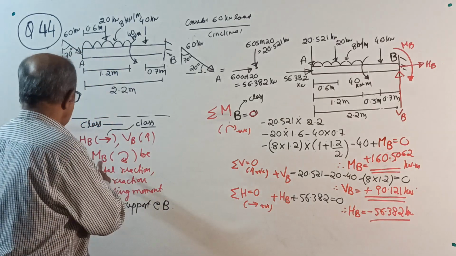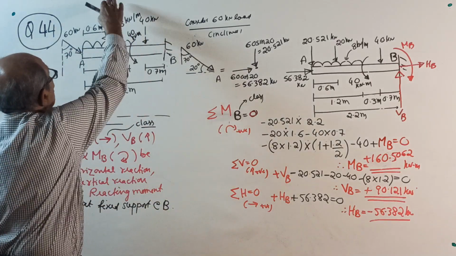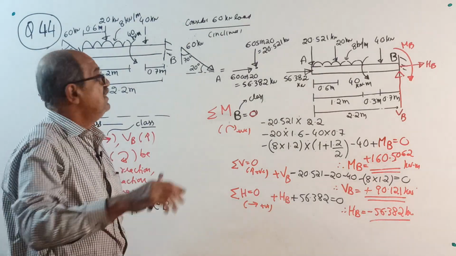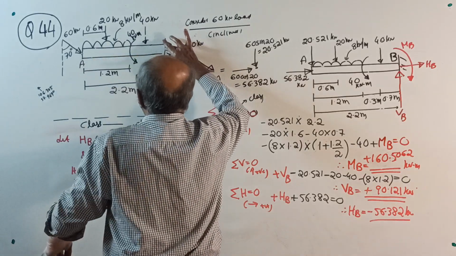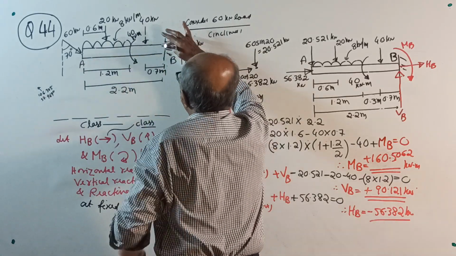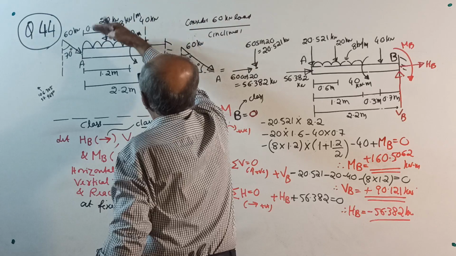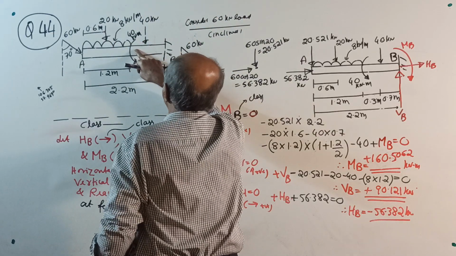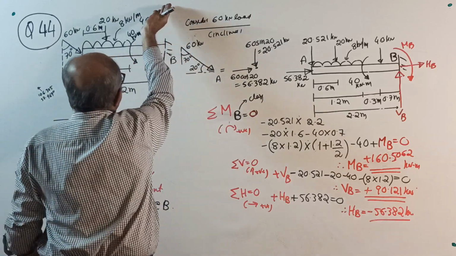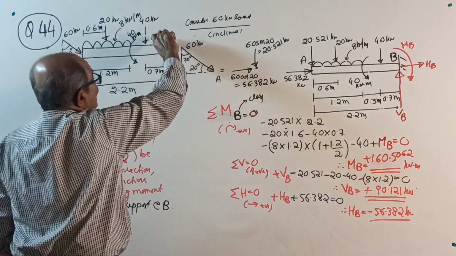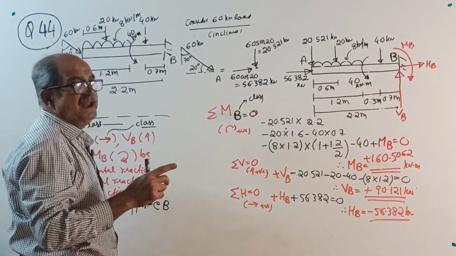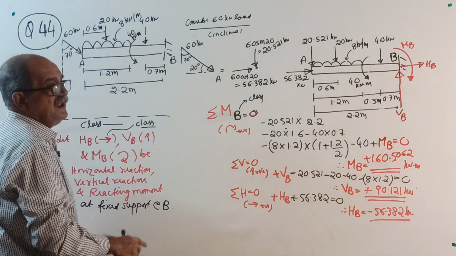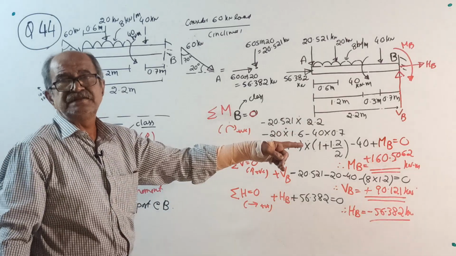Then VB vertically up, since loads are down. MB is important. Fixed end is at B. When the fixed end is at B, all these loads will produce anti-clockwise moment. Even the couple is also anti-clockwise. Therefore, the net effect is anti-clockwise, and balancing will be clockwise. I told this many times earlier. So MB clockwise we will consider, as the reactions at the fixed support B.